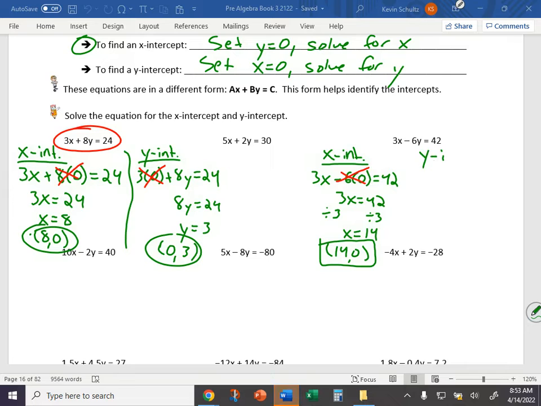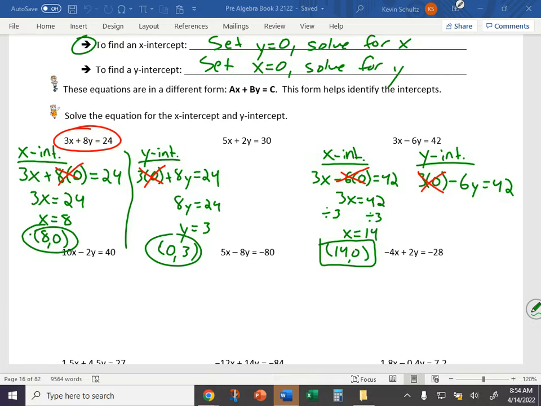We're awesome. For the Y-intercepts, okay? The Y-intercept, which variable are we setting to 0, Lexi? For the Y-intercept, which variable are we setting? Okay, we are setting x equal to 0 here. Right? So 3 times 0 minus 6y equals 42.